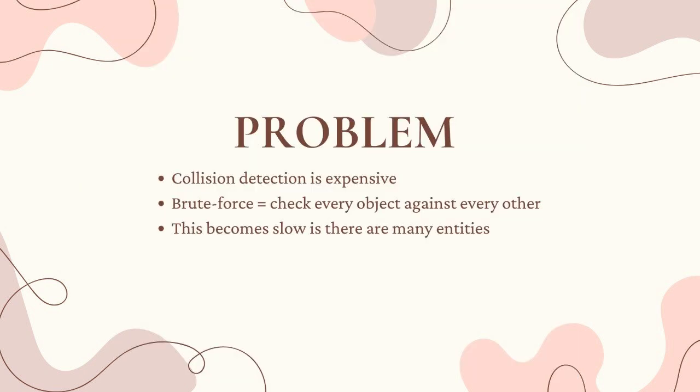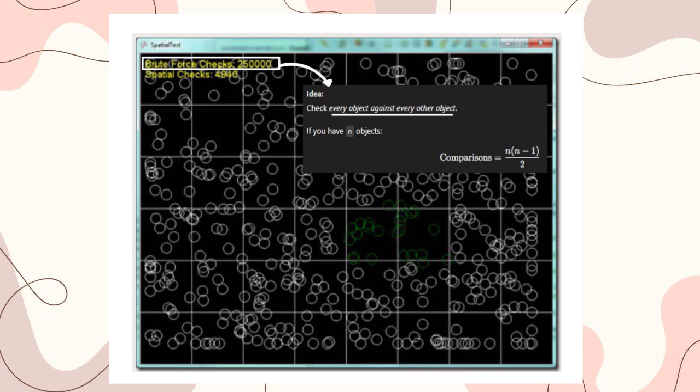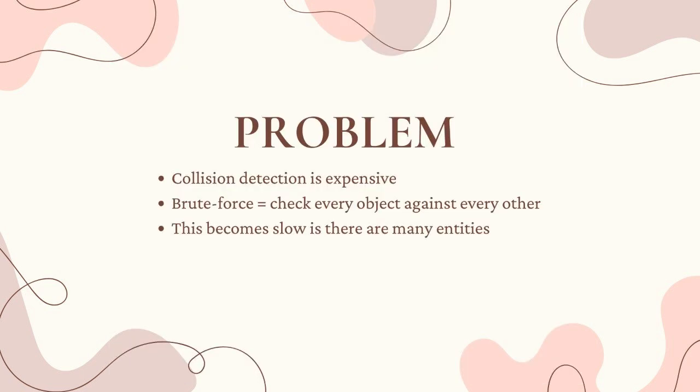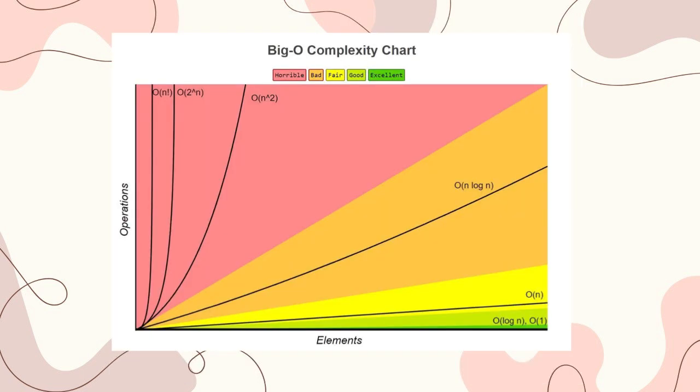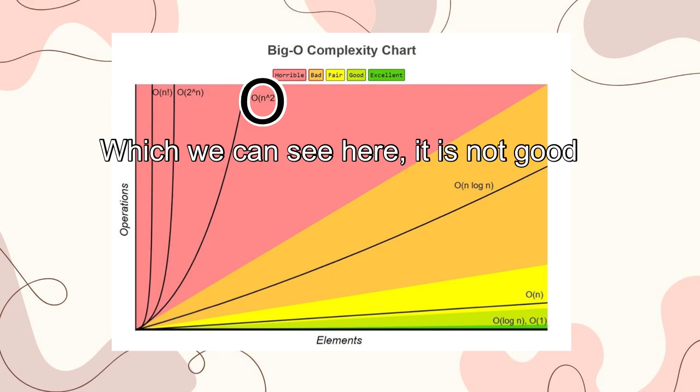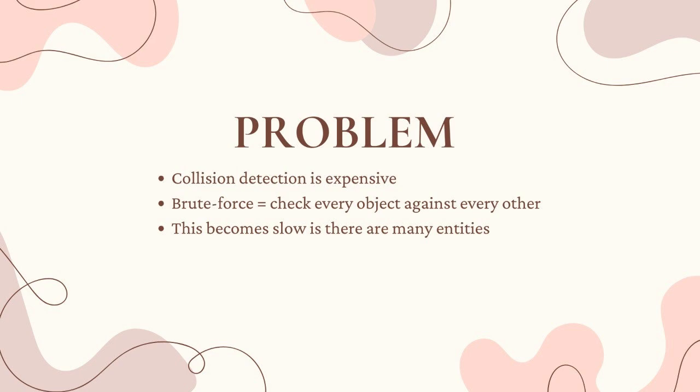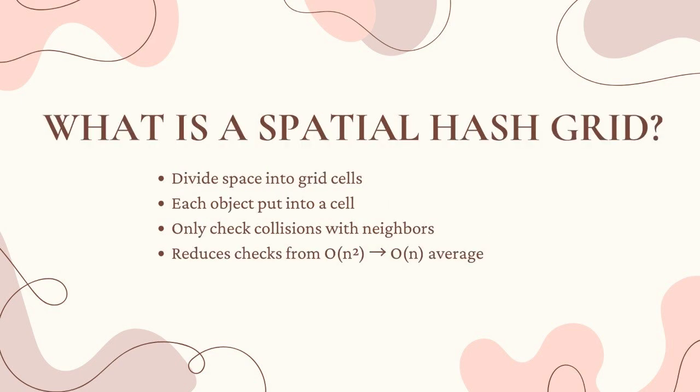Here is the problem that we have identified: collision detection gets extremely expensive when you have too many objects. The brute force method compares every object against every other object, which is O(n) squared. So when n gets large, the number of collision checks explodes and everything slows down. So this is the core problem that we are trying to solve.